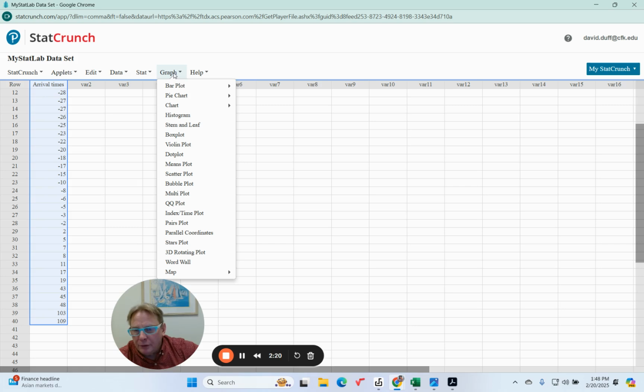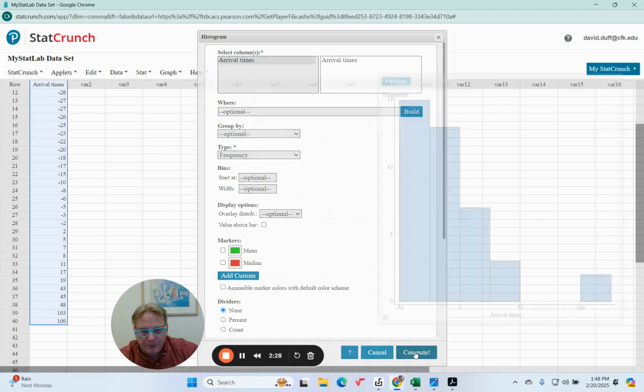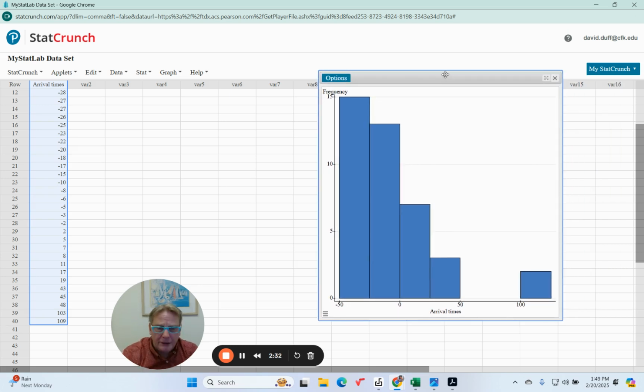Anyway, what we want to do is create a histogram. So we're going to go to Graph and then go to Histogram, and then we're going to pick arrival times and just compute. StatCrunch will actually create the histogram for you. And when you look at this histogram, it definitely looks like it's skewed to the right, and it definitely looks like there's a couple of outliers out above 100.